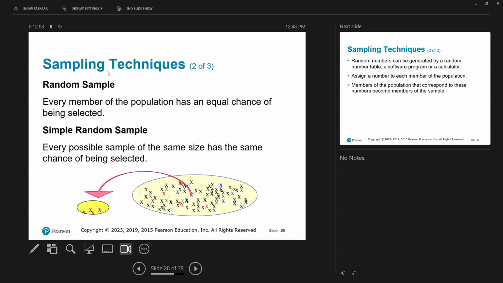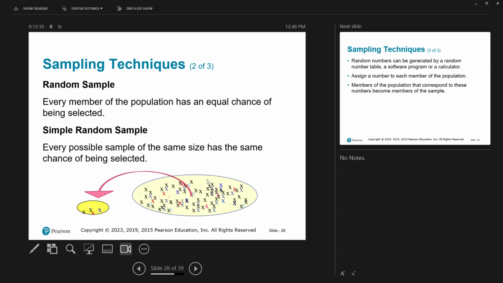Sampling techniques. We have random sample and simple random sample. Random sample: every member of the population has an equal chance of being selected. Simple random sample: every possible sample of the same size has the same chance of being selected.